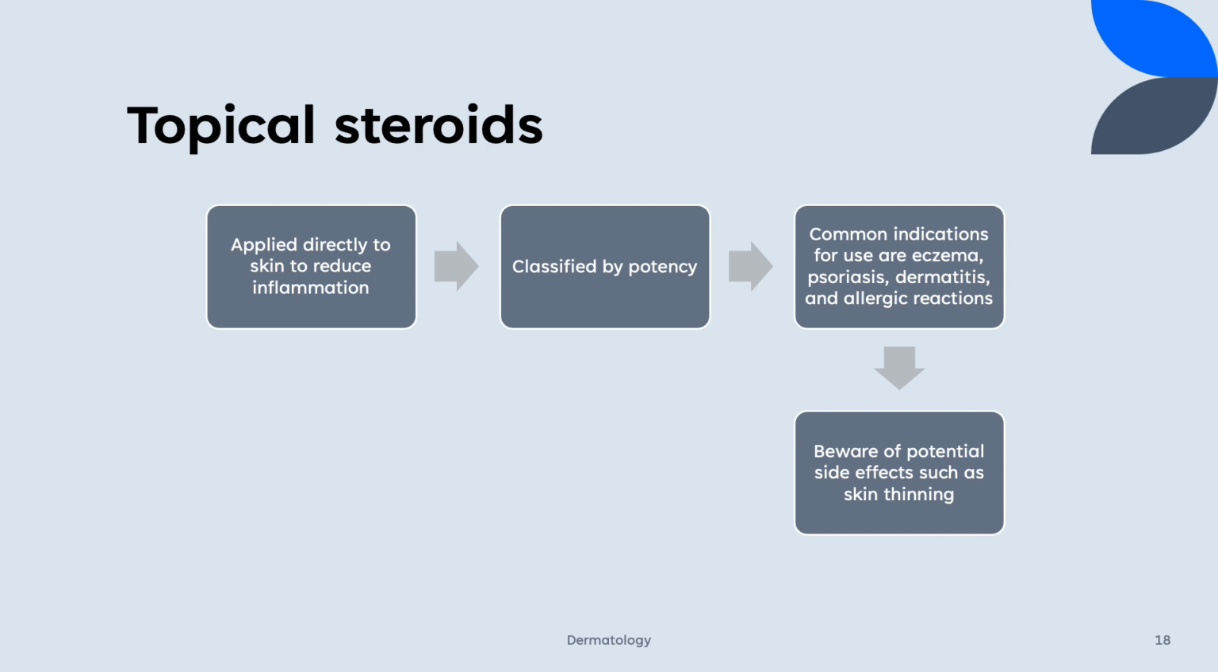When applying topical steroids, it is important to use a thin layer on the affected area. Frequency of application may vary based on the potency of the steroid and the specific condition being treated. Typically, they're applied once or twice daily. Now, with topical steroids, you want to be aware of some potential side effects, which can include skin thinning, the development of stretch marks, and with prolonged use, systemic absorption that may lead to adrenal suppression.